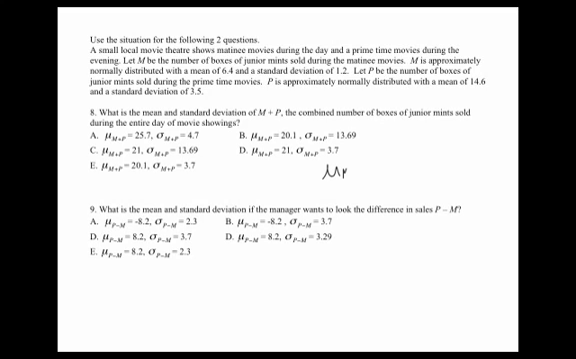Well, the mean of M plus P should be the mean of M plus the mean of P, which should be 6.4 plus 14.6, which would be 21.